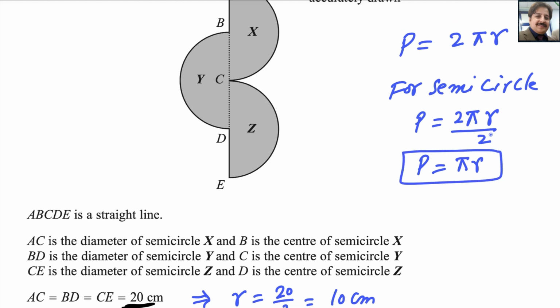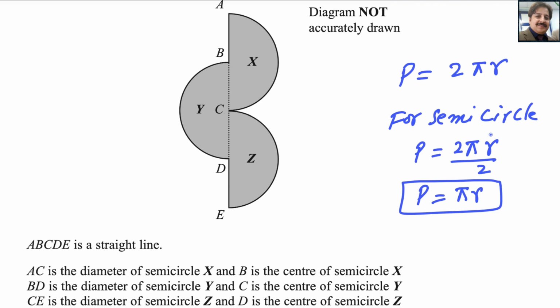So there are three semicircles and we want to find the perimeter for all the shaded parts. Like if you want to find the perimeter for x, this will be x for sure. This is the perimeter for x. This is the perimeter for z. And this one is the perimeter for y. But this is not the complete perimeter. Still you have to find this part.